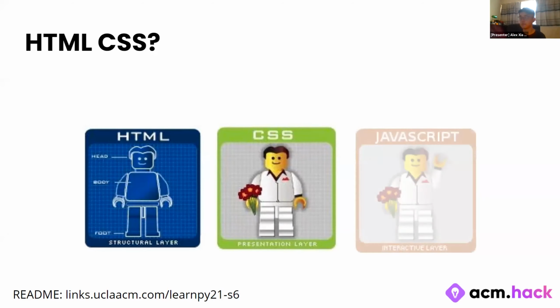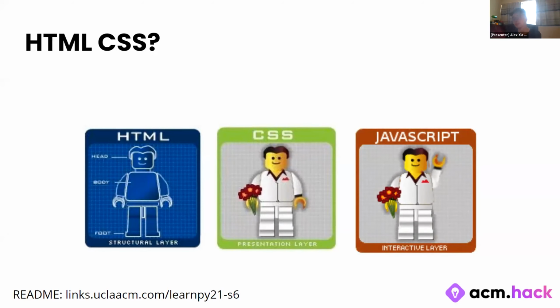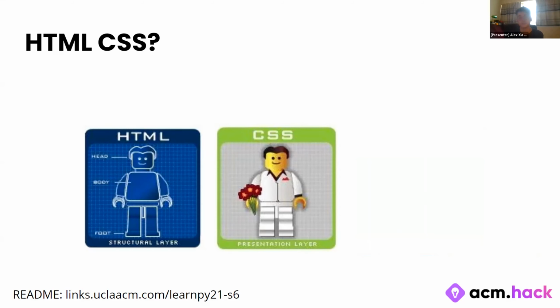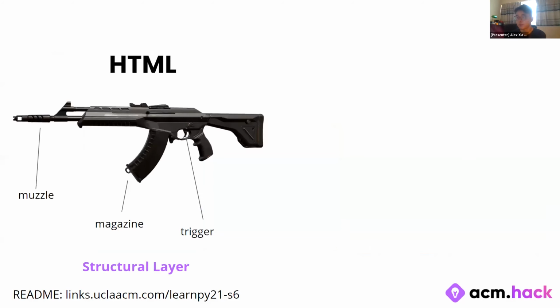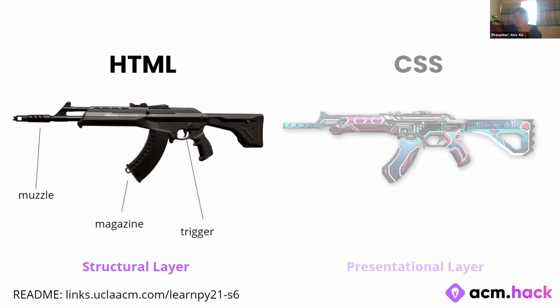And then people often think of JavaScript as the interactive layer or the functionality layer. It just adds functionality and interactivity to our website. But I did say that we won't be talking about JavaScript so much today. And for a Valorant reference, you can think of a gun: HTML is like specifying how the gun will look and what sort of gun it is. But then the presentational layer is the skin that you put on the gun.